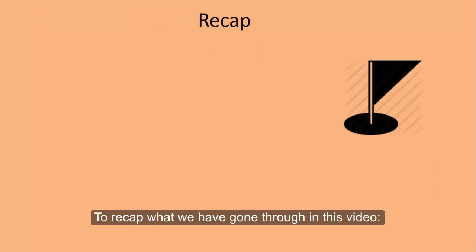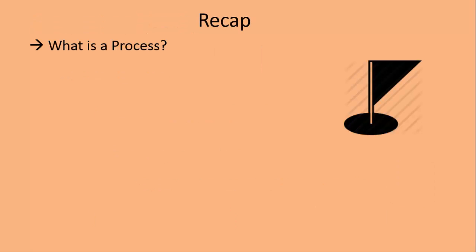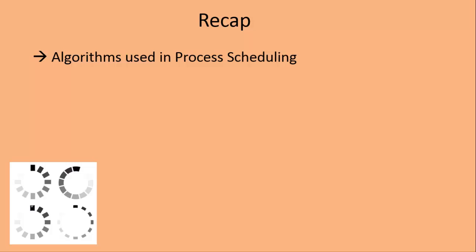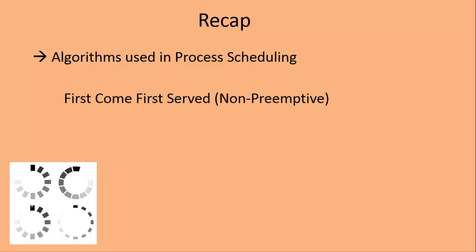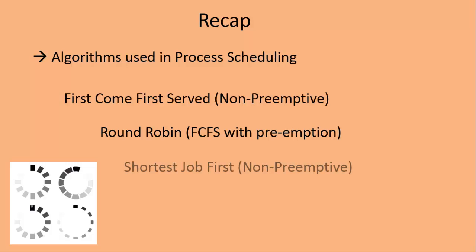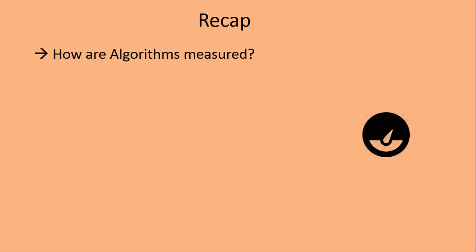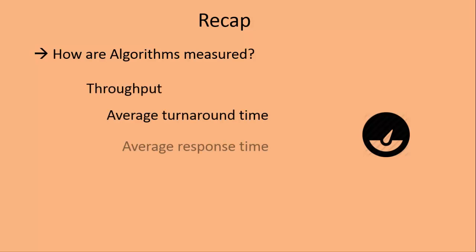To recap what we have gone through in this video. What is a process? Process state, process affinity, process scheduling. The algorithms used in process scheduling: first come first serve non-preemptive, round robin first come first serve with preemptive, shortest job first non-preemptive, shortest remaining time first preemptive. And how algorithms are measured: throughput, average turnaround time, average response time, CPU utilization, and average waiting time.